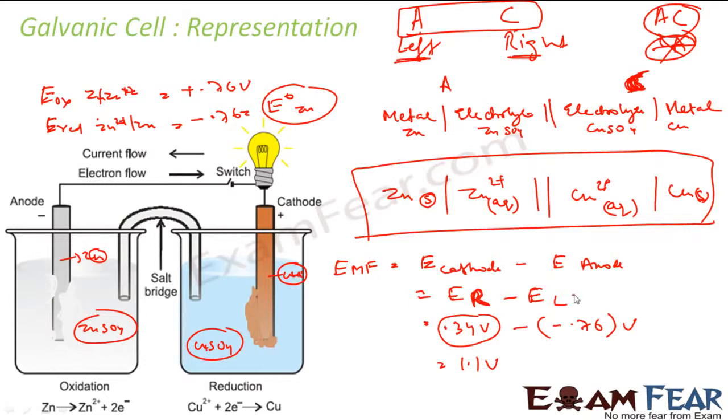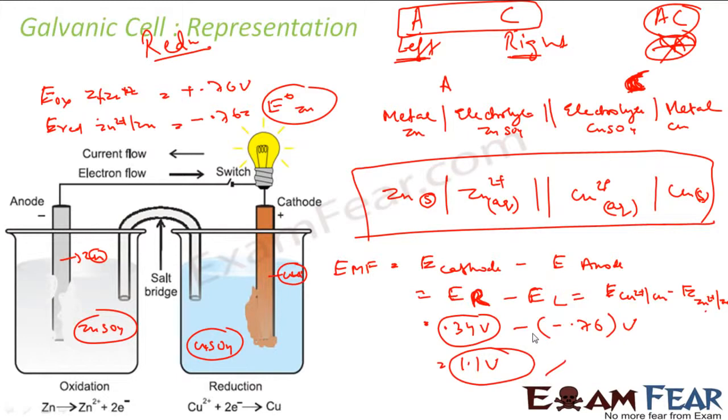So E right was my E of copper 2+ to copper, minus E left, which was E of Zn2+ to Zn. Please note here, I am not saying E of zinc to Zn2+, because I am talking about the E reduction. Here also reduction from Cu2+ to copper. Here also reduction from Zn2+ to zinc, because reduction is taken as the official electrode potential, the rule. Right? So with this I got 1.1 volt. That is my EMF of this cell.